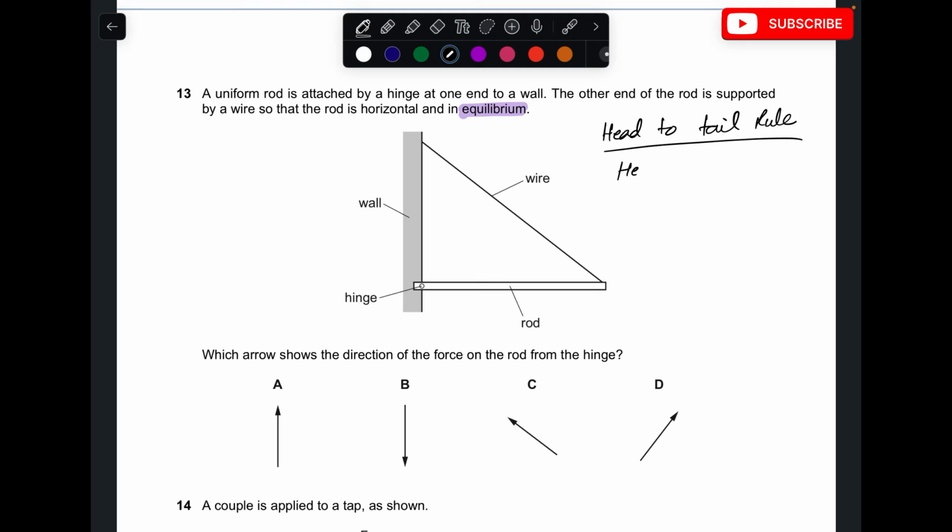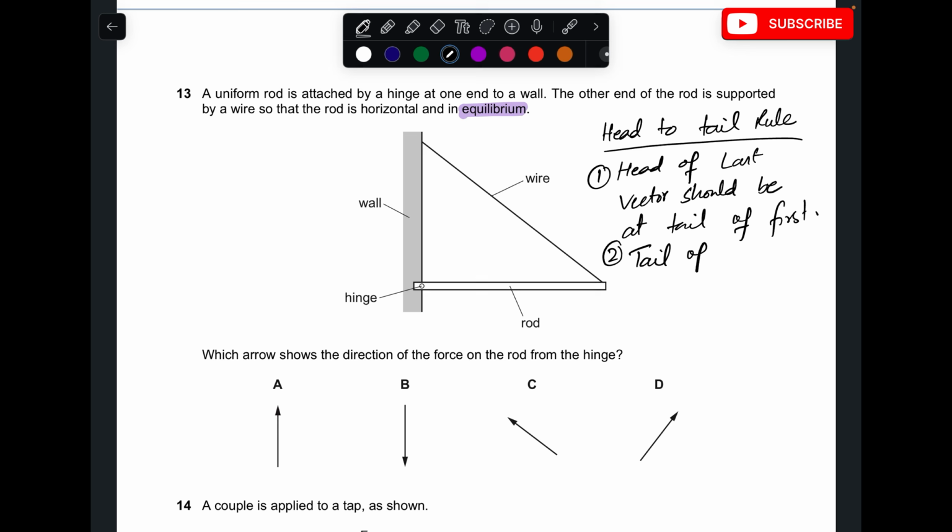Head of last vector should be at tail of first. Okay, one thing. And where should be its tail? Tail of last vector should be at head of second last. Okay, that you have to see.